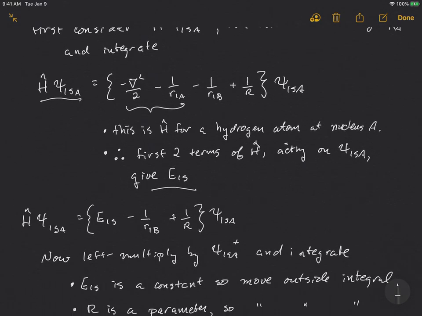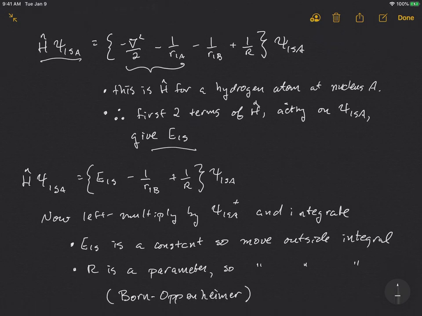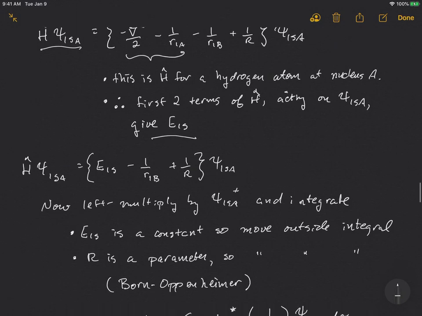Now we can left multiply by psi star 1sA and integrate, but some of these integrals are going to be simpler. E1s is a constant, so it moves outside the integral. Also, R is a parameter, which we can treat as a constant. It's a constant of the integration, so we move that outside the integral. And that's part of the Born-Oppenheimer approximation that we introduced earlier, treating R as this variational parameter.